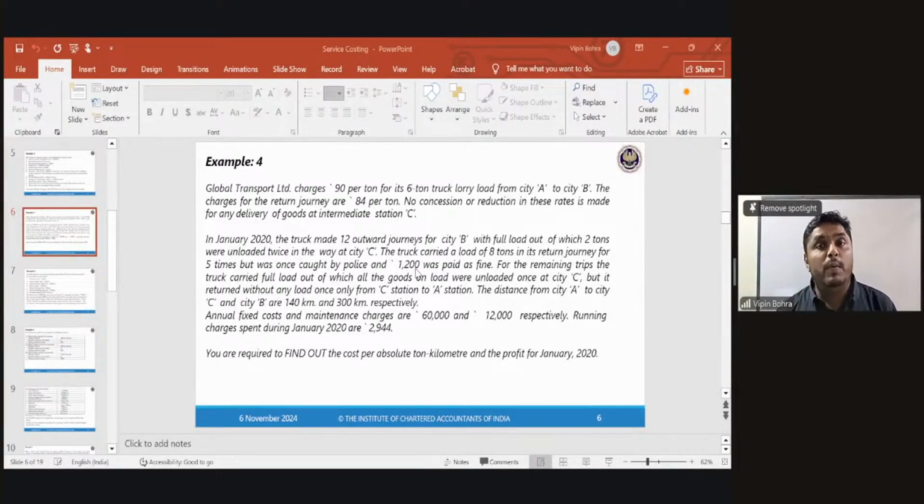That is your approach of attempting a new question, a different one from the regular. So this is all about this question, Example number 4. I want you guys to solve this question on your own. So this is all about today's session.